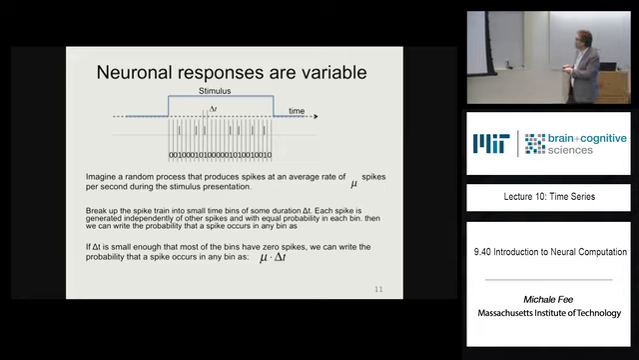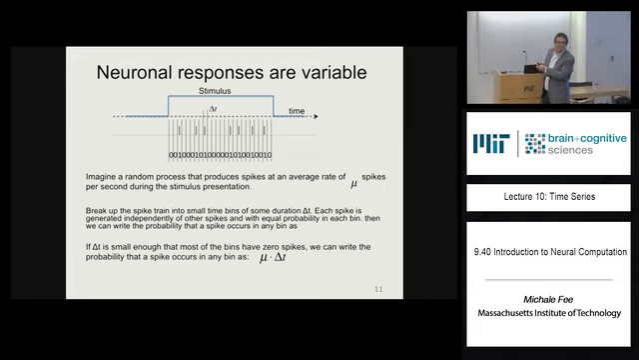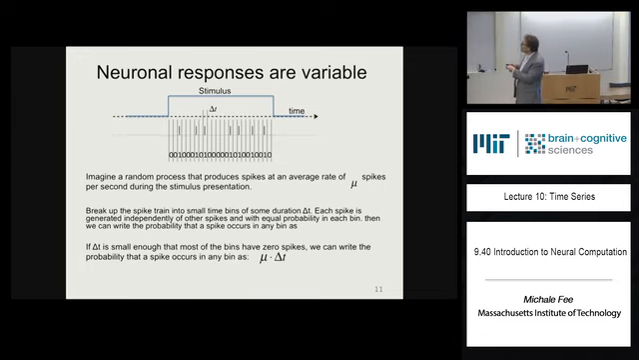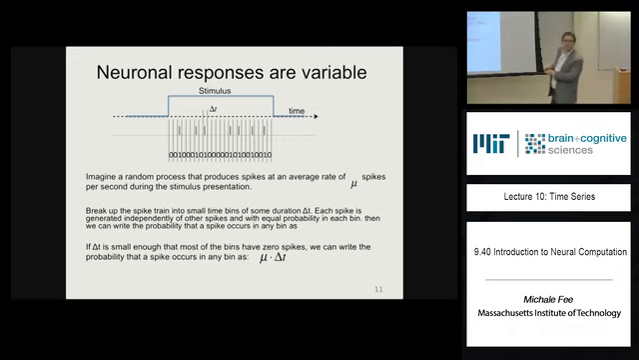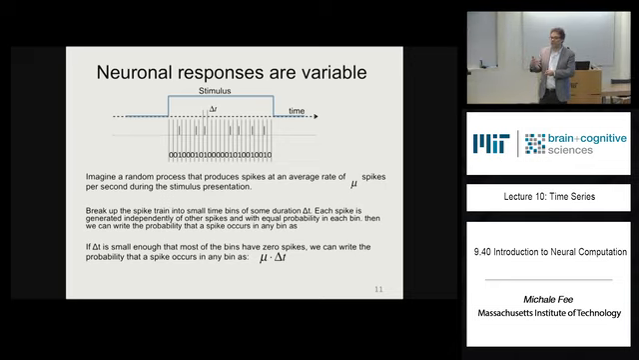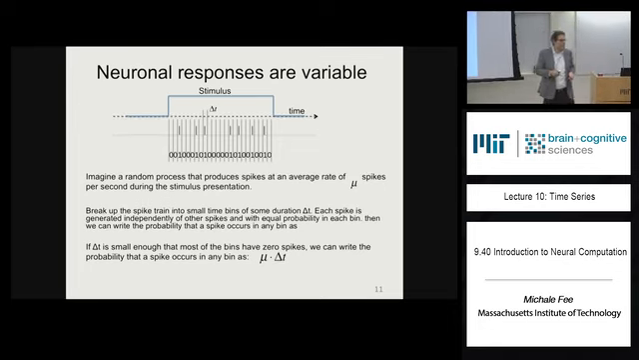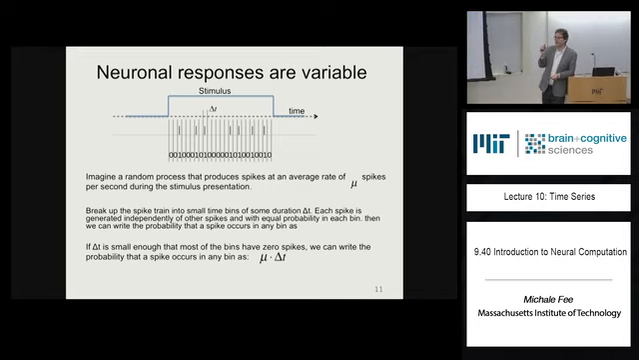And what that means is that if the bins are small enough, most of the bins will have 0 spikes. And you can write down the probability that a spike occurs in any one bin: it is the number of spikes per unit time, which is the average firing rate, times the width of that bin in time. Okay? Does that make sense? The probability that you have a spike in any one of those very tiny bins is just going to be the spikes per unit time times the width of the bin in time. Okay?